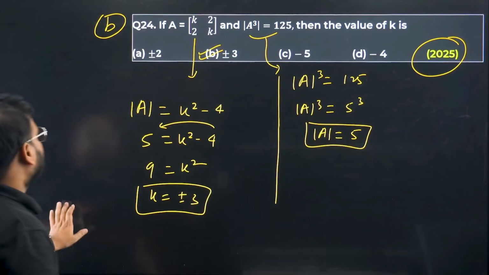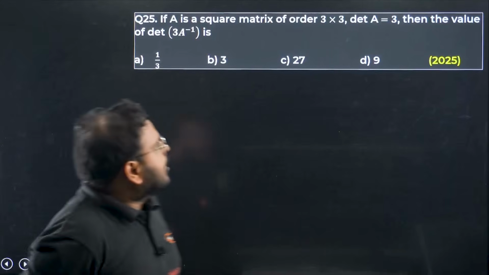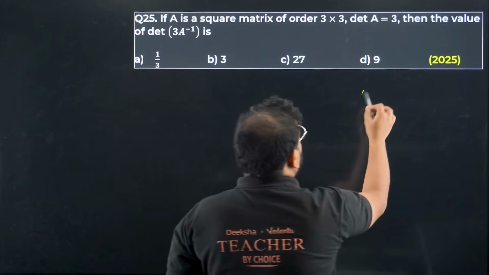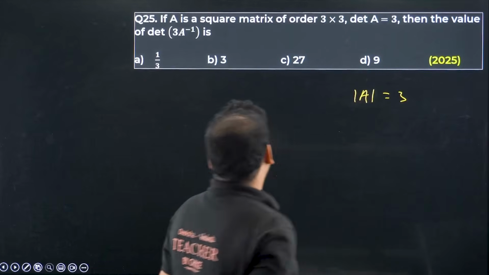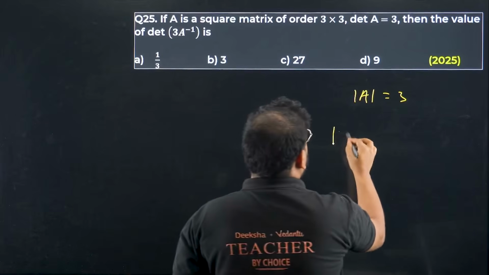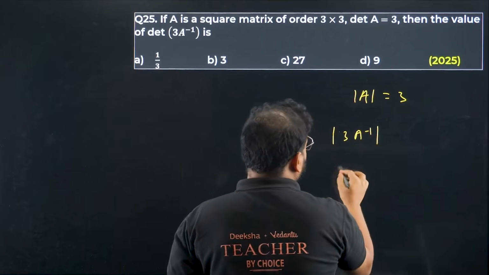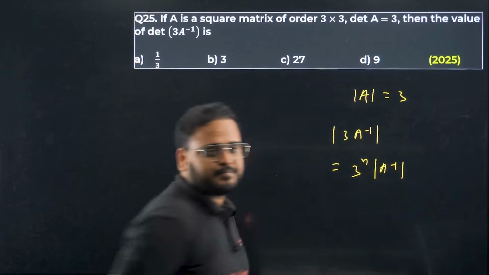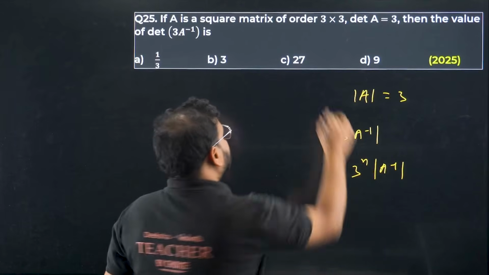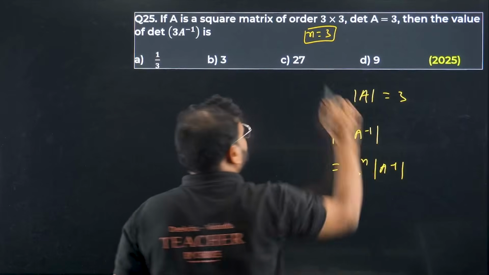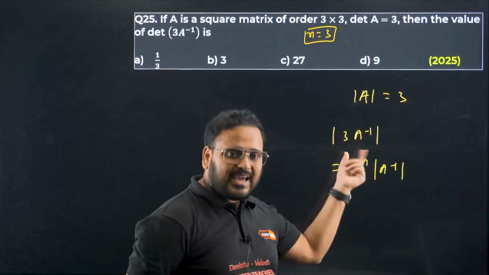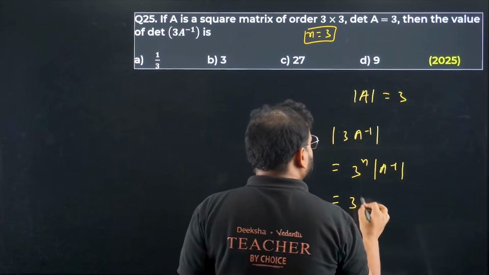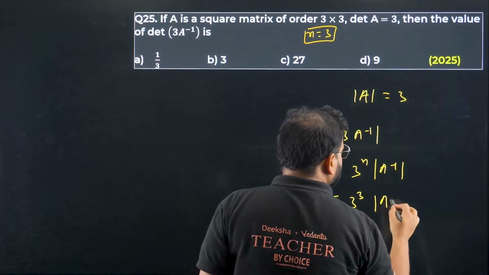Yeah. 25th question now. A is a square matrix of order 3 cross 3. Determinant of A is 3. Then the value of determinant of 3A inverse. First thing, I can take 3 outside, so I'll get 3 power n. What is n here? N is the order, n value is 3. Please check, if you have determinant applied to kA, k power n comes out. So 3 power n comes out, from here we get 3 power 3 because n value is 3, and we have A inverse determinant as it is.